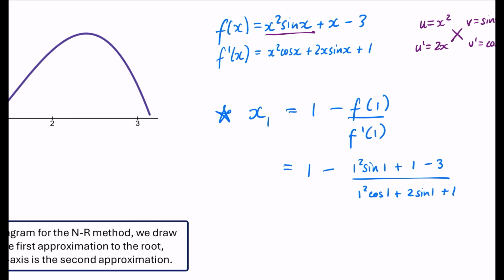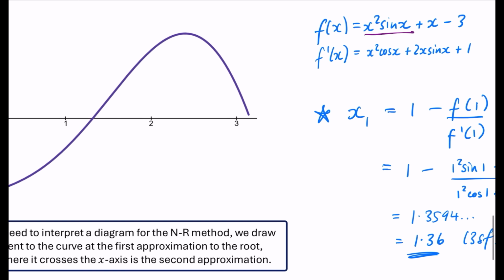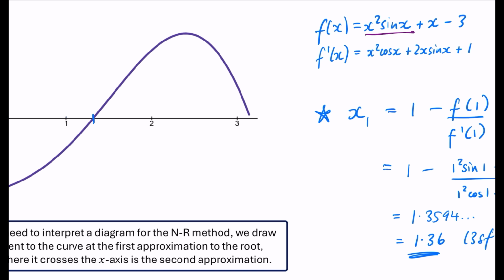So 1 squared is 1, so I'm just going to do 1 minus sine 1, make sure that bracket closes afterwards, plus 1 minus 3, over cos 1, close that bracket, plus 2 sine 1, plus 1. And I get 1.3594 and so on, which to 3 significant figures is 1.36. And actually this looks like it's pretty much in the right kind of place. So we started off with 1, and this looks like it's probably somewhere around 1.3, 1.4.